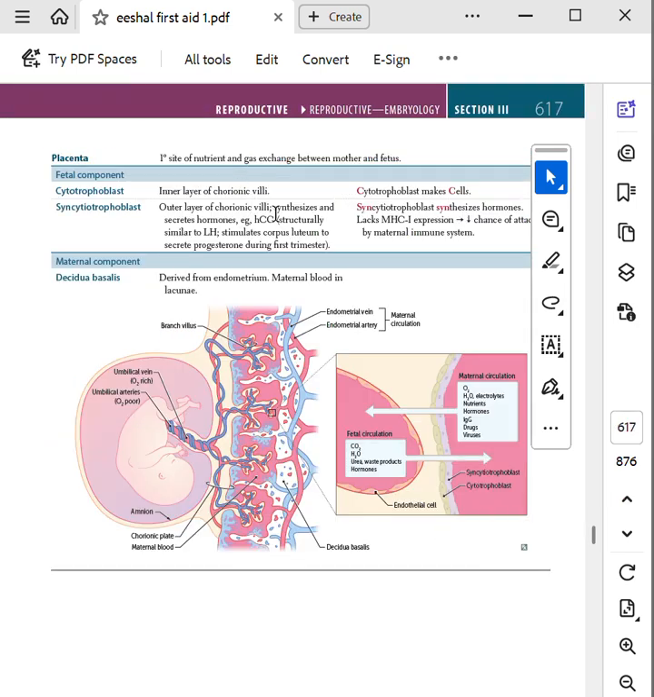Okay, so what's the placenta? It's the primary site of nutrient and gas exchange between mother and fetus. There's a fetal component and there's a maternal component. The fetal component has two layers.